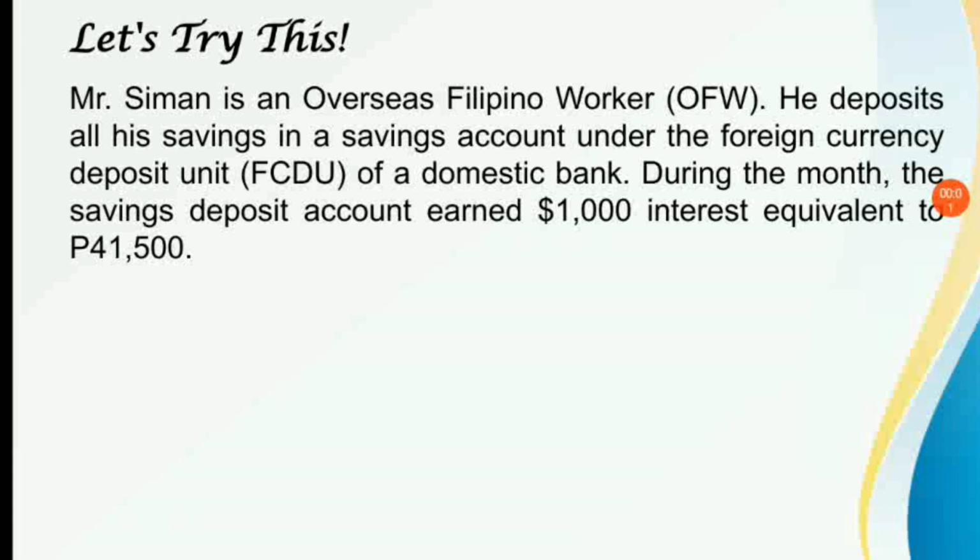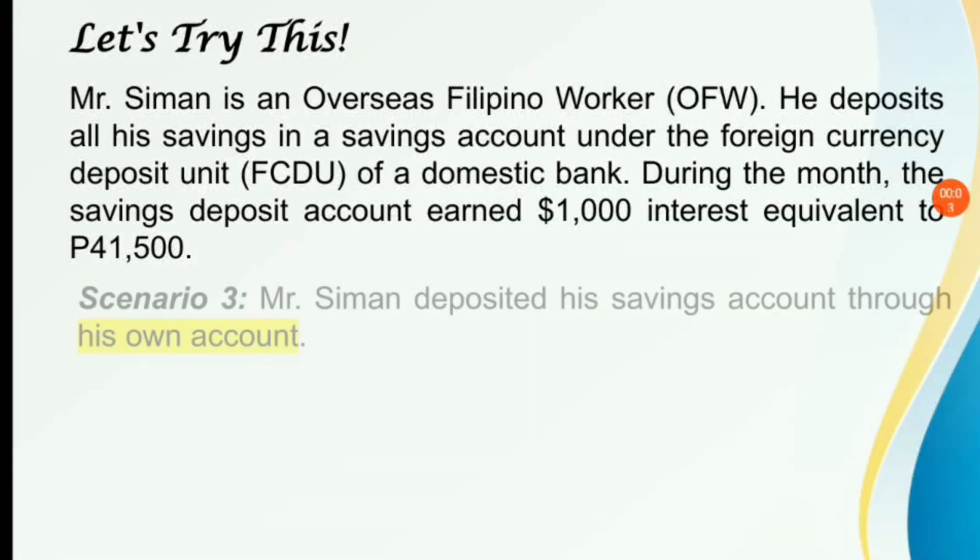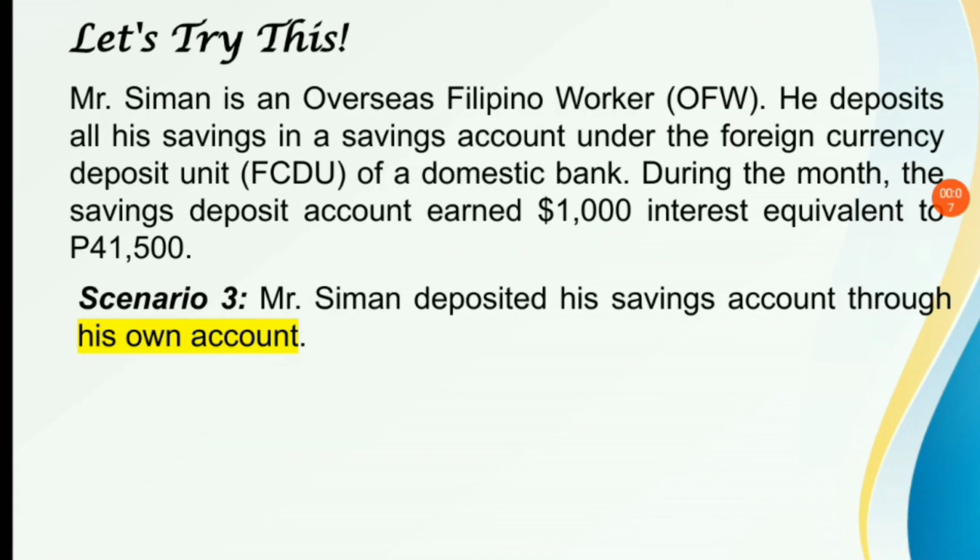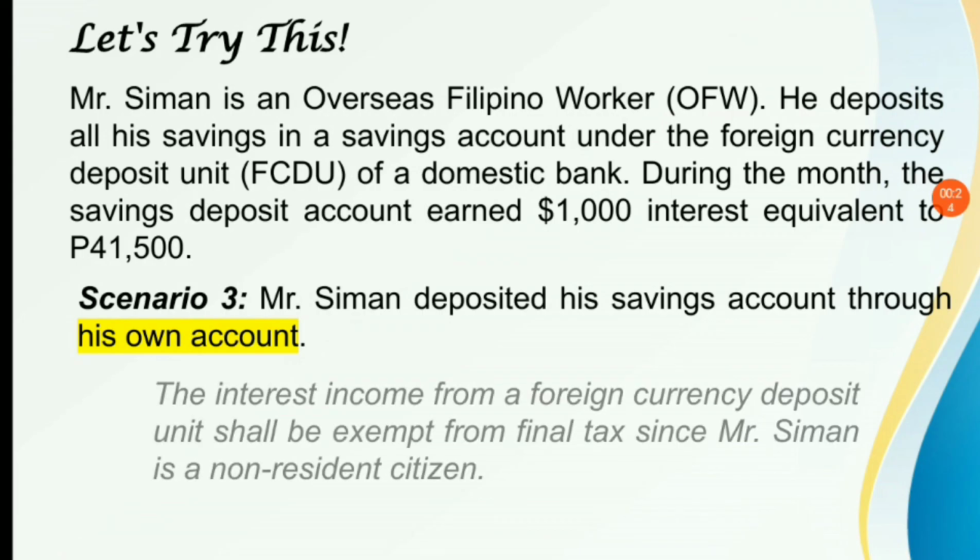Let us now proceed to the third scenario. It says Mr. Seaman deposited his savings in his own account. Okay, in his own account. Mr. Seaman is an OFW, so he is working abroad. He is not in the Philippines, so he is non-resident. So, because he is non-resident, he is exempted from the final tax.